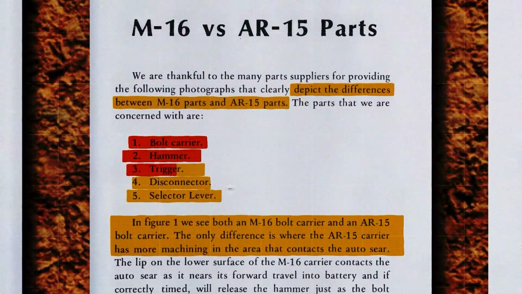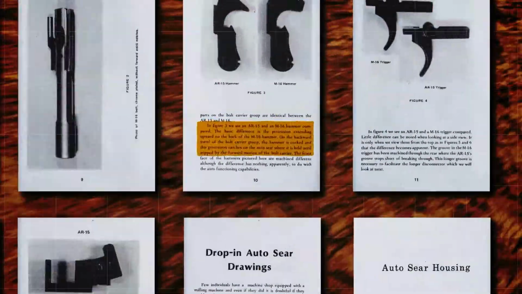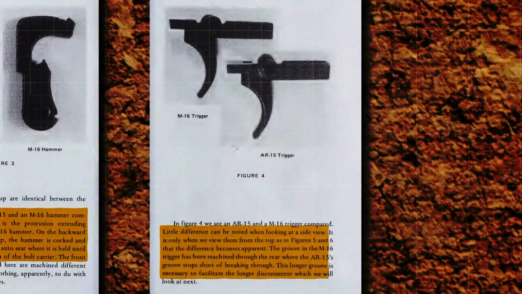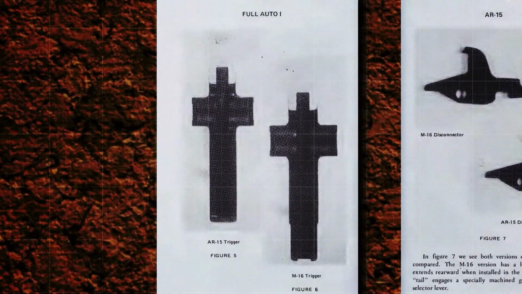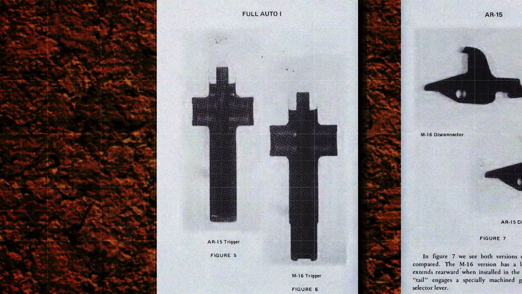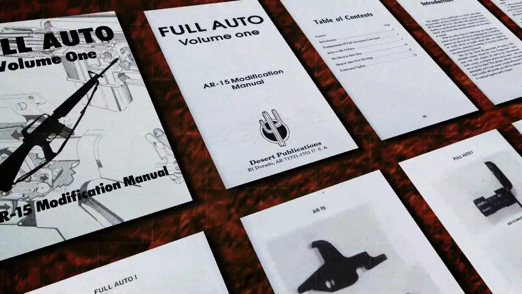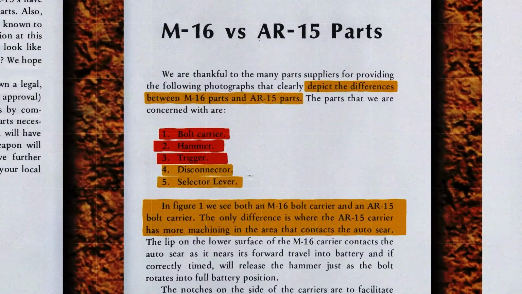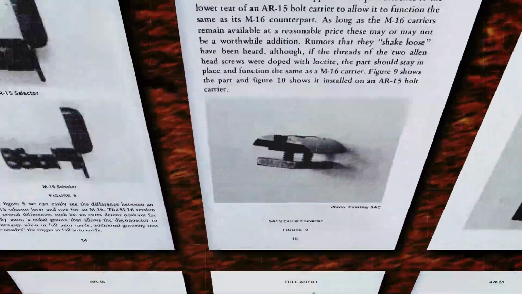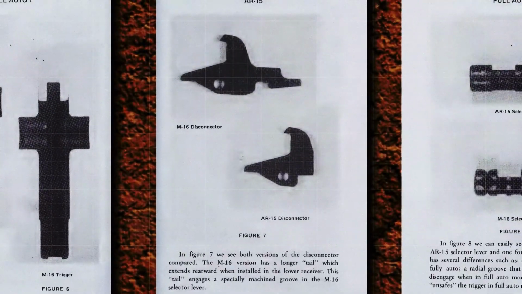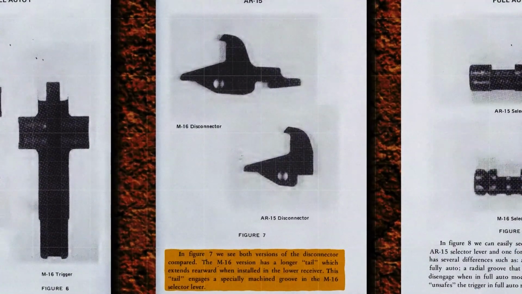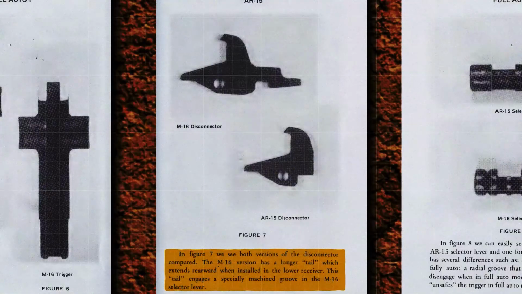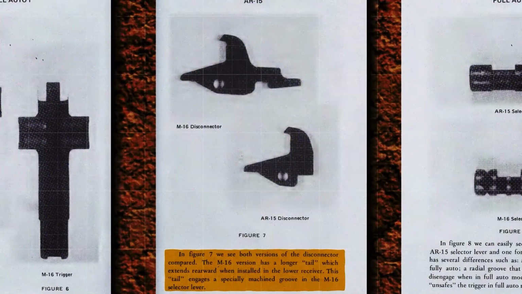Now let's talk about the trigger. Looking at the side, we cannot tell there's much of a difference, as the triggers of the M16 and the AR-15 look almost identical, but only if we look from the top will we see the difference. The groove in the M16 trigger has been machined through the rear, where the AR-15 grooves stop. This longer groove is necessary to facilitate the longer disconnector, which we will look at next. Here in front of you, you have the disconnector of the M16 and an AR-15. The M16 version has a longer tail, which extends rearwards. When installed in the lower receiver, this tail engages a specially machined groove in the M16 selector lever.